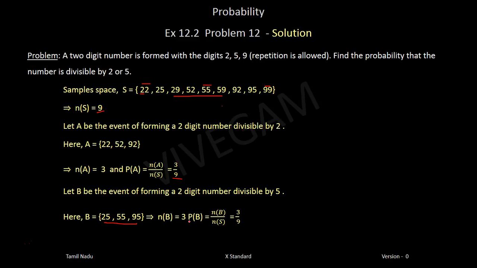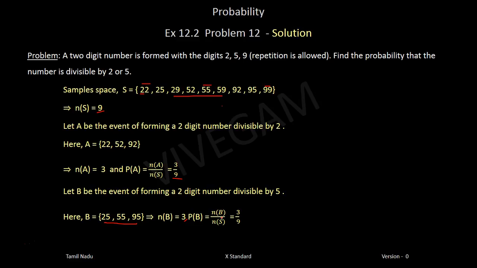And the probability of B is n of B divided by n of S. n of B is 3, and n of S is the same 9. So 3 by 9 again. Both are 3 by 9.